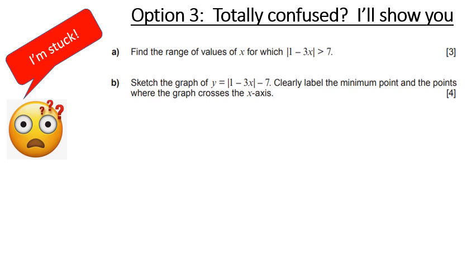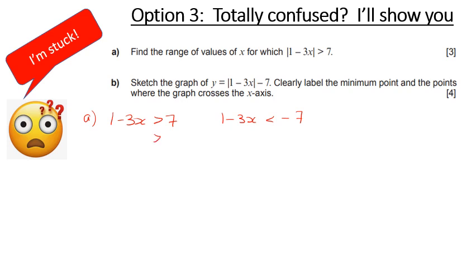So now I'm going to go through the question in detail in case you were stuck. When we're solving the inequality in part A, if the modulus of something is greater than 7, that means that 1 minus 3x is either greater than 7 or 1 minus 3x is less than -7. And now I'm going to solve those 2 inequalities.